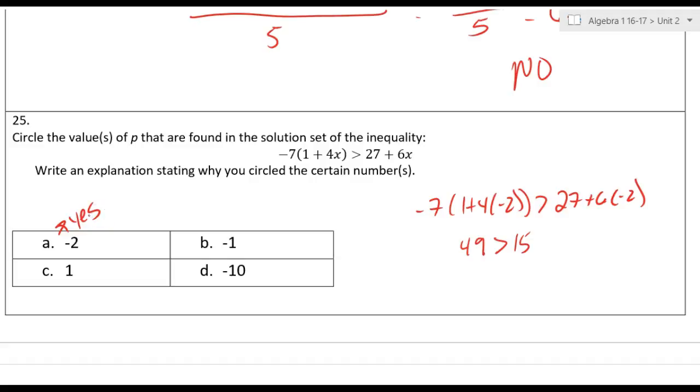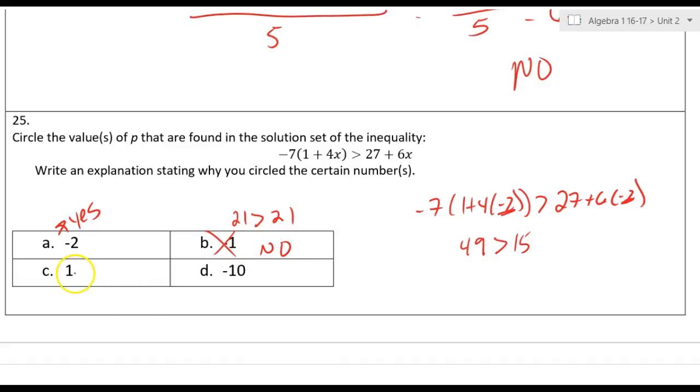I'm going to try negative 1. I'm basically going to do the same thing, except these now say negative 1 and not negative 2. So negative 7 times (1 plus 4 times negative 1) gives us 21. That's supposed to be greater than 27 plus 6 times negative 1, and I get 21. So is 21 greater than 21? The answer is no. So this one is not going to work.